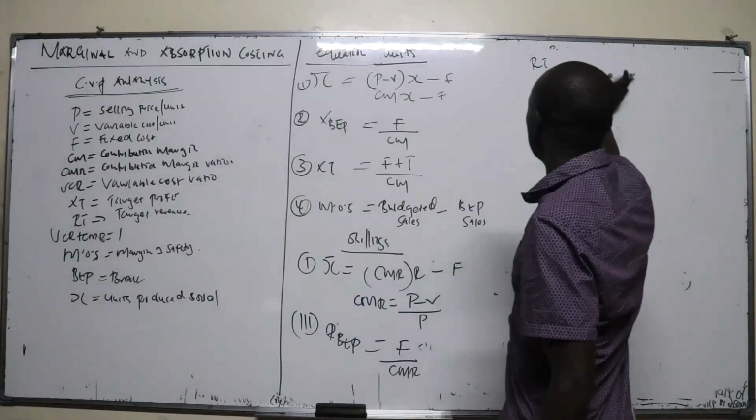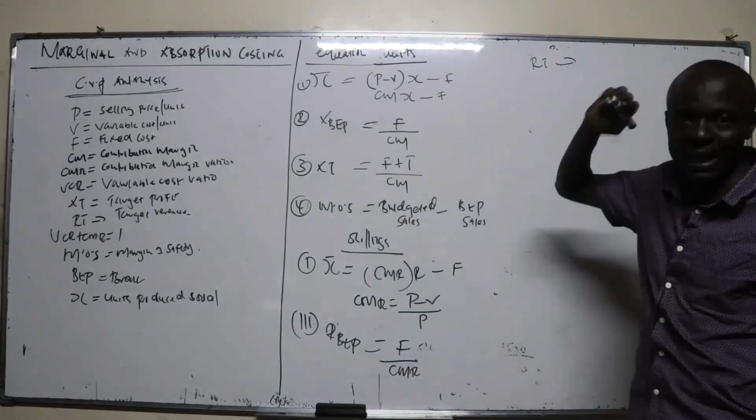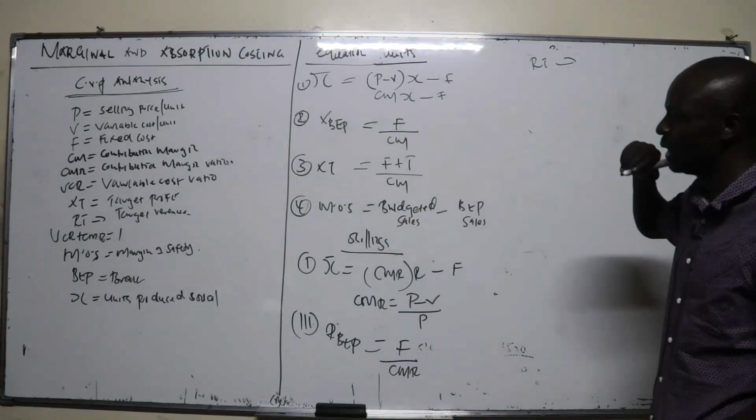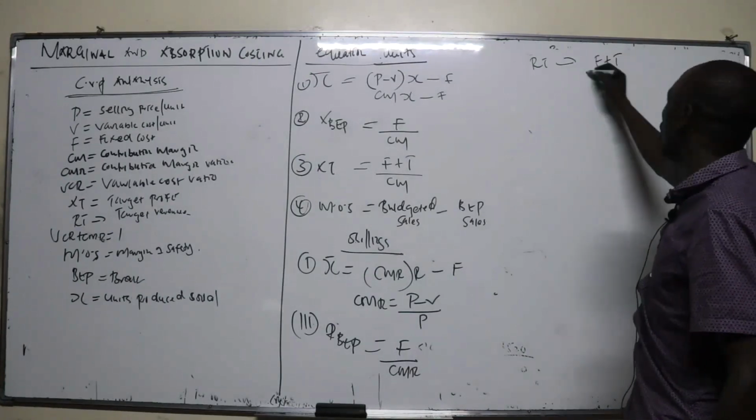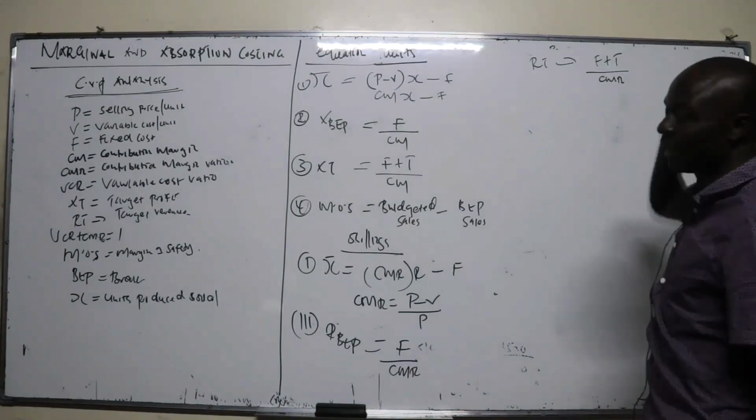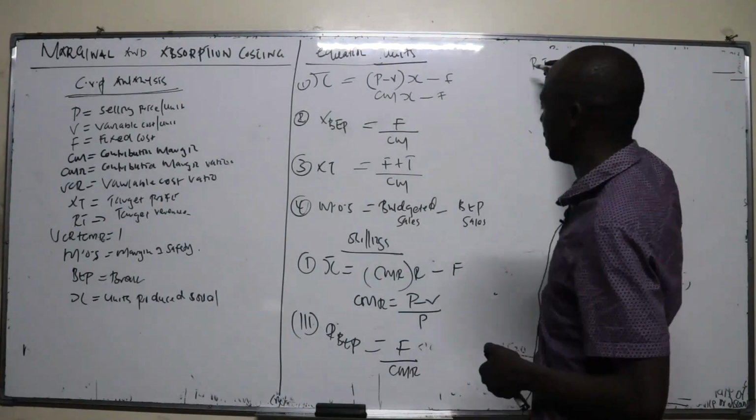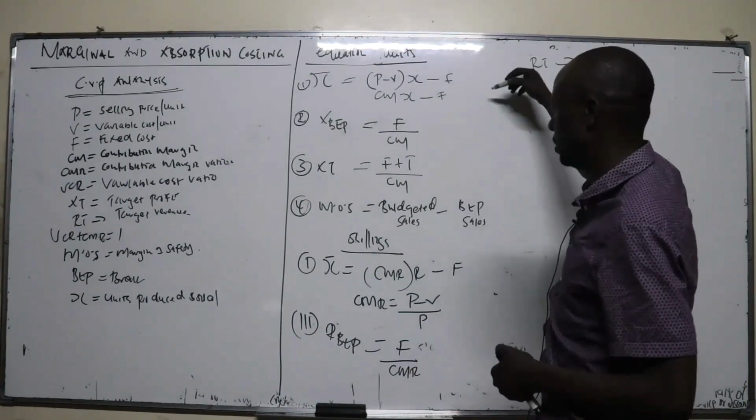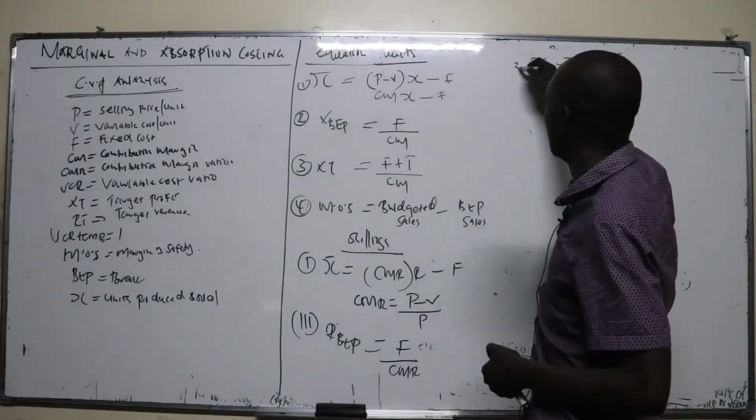Then we have the revenue for targeting a particular profit. You want to know how much you must sell in terms of sales revenue, in terms of money, in order to attain that particular profit. So it will be F plus T over CMR. CMR is the contribution margin ratio. So this is number 3.